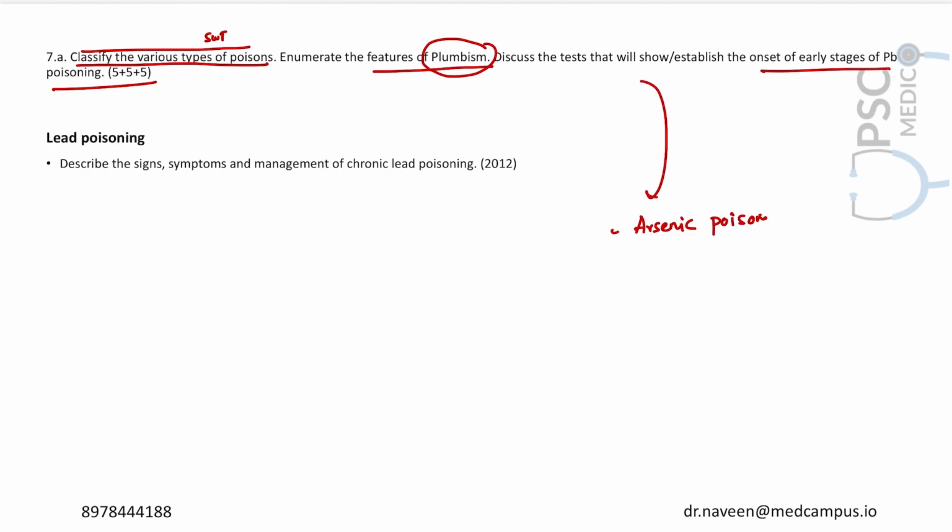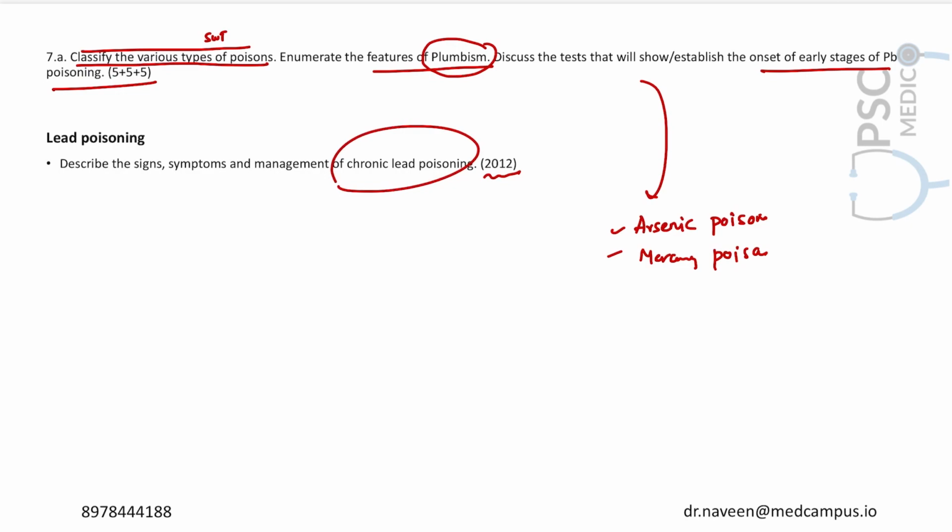But they went to lead. Maybe next time they'll ask arsenic, or maybe after that they'll ask mercury. The problem with the poisoning topic as a whole in forensic medicine and toxicology is there's no cutoff or boundary for the syllabus of toxicology. Yes, they're asking repeat questions.